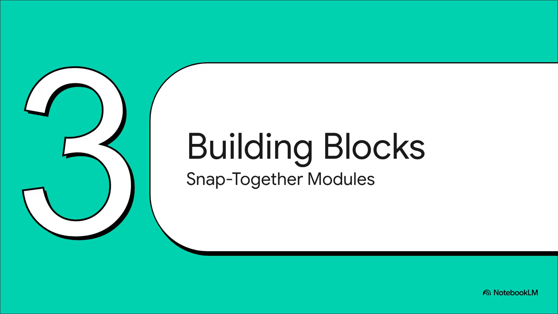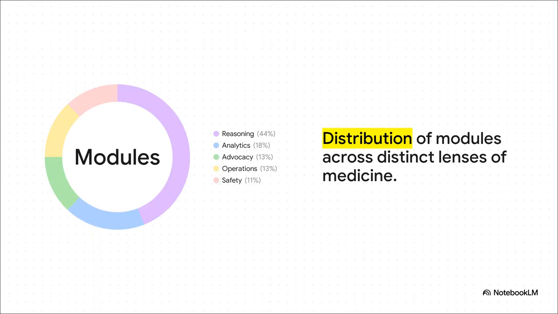Which brings us to Section 3, the cognitive building blocks. Let's see how this actually builds our understanding by breaking down the incredibly abstract concept of clinical reasoning into tangible snap-together modules. It's kind of like a flight simulator for a pilot, letting you isolate and practice very specific maneuvers. Just look at the sheer breadth of the tool on this chart. While clinical reasoning naturally holds the lion's share with 20 distinct modules, it's really the other lenses that make this engine so powerful. You've got 8 modules for data analytics, 6 for operations and systems, and 5 dedicated specifically to patient safety and risk.